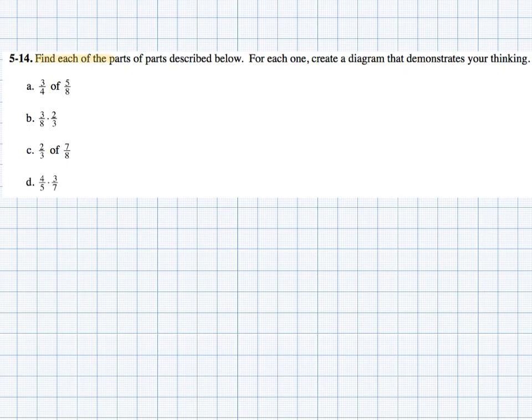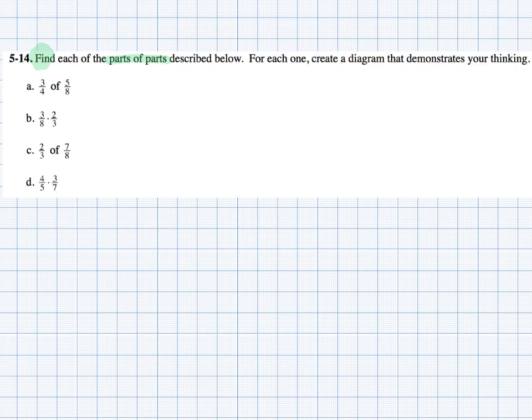Find each of the parts described below. For each one, create a diagram that demonstrates your thinking. So in the directions they're saying find, that's the vocabulary, the action word, parts of part. So when I'm looking for part of part, that means they're given a fraction of another fraction. So another word for part could be fraction.